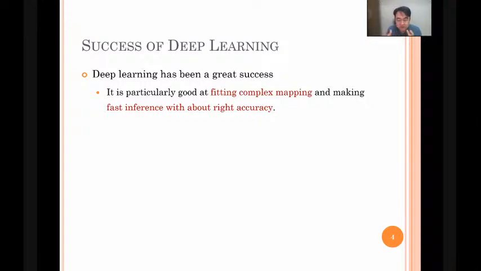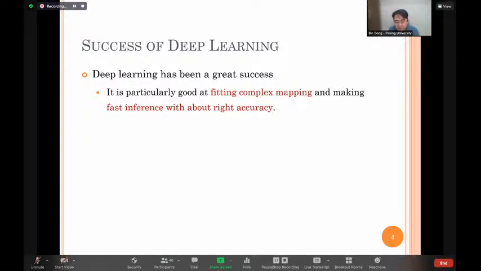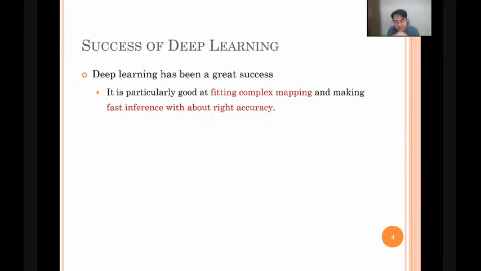Deep neural networks, assuming that you have no problem training them, which is a big assumption of course, are able to fit very complex mappings in high dimensional spaces. So that's one. Another important one is that they can make very fast inferences with about right accuracy. I come from a numerical analysis background, where if you took a graduate course in numerical analysis, we do a lot of accuracy analysis, and when we talk about convergence, you need to get very close to round off error, which is about 10 to negative 13 or 14.